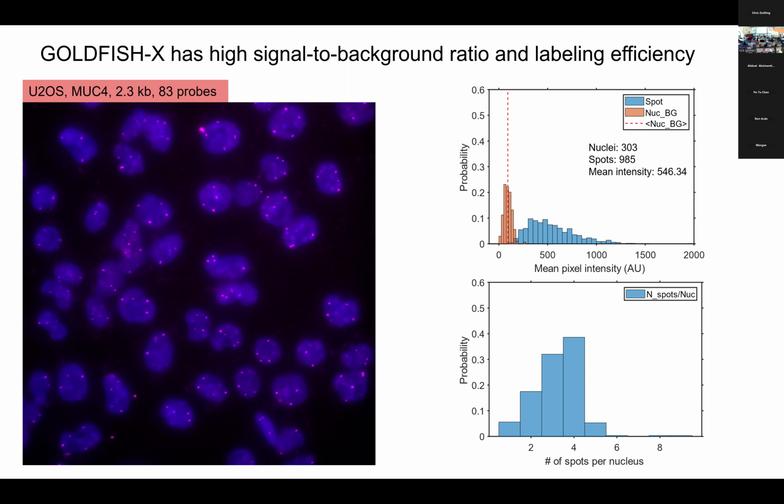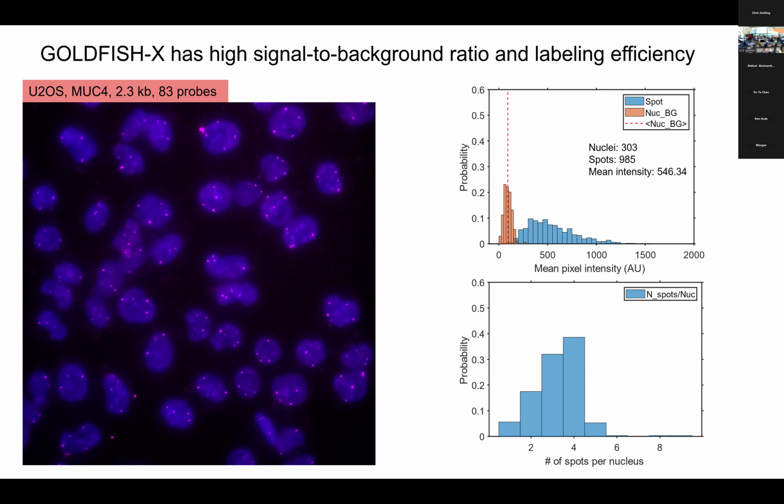So in this case, we use it to stain another gene, which is much better behaved, right? Four spots, as you should expect, or two, as you can see. We did some analysis. You can see the signal is very well separated from the background, and this is really as good as it gets. 2.3 kb, 83 probes. This is the state of our method compared to the state of the art methods. It's a non-repetitive sequence, so we can use it to label essentially any sequence that we want.